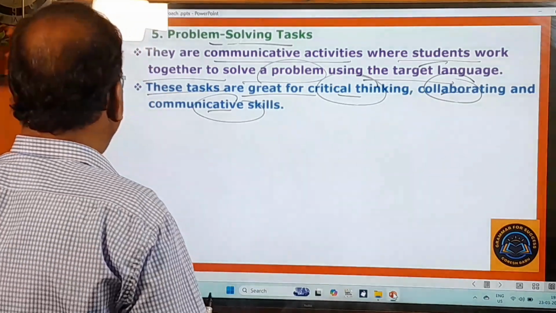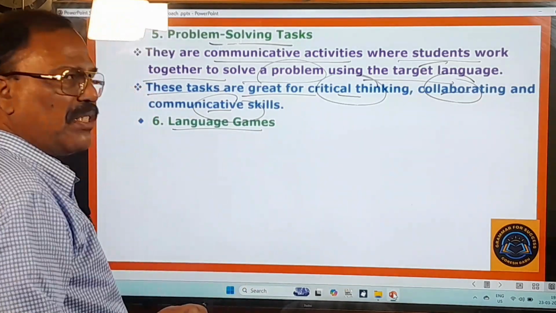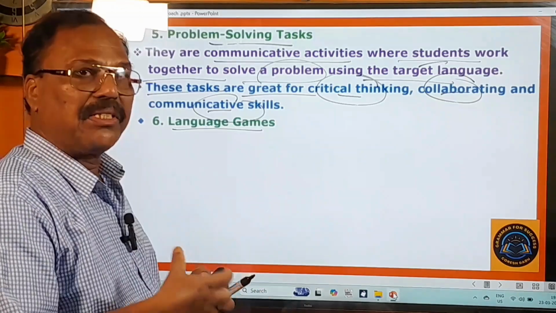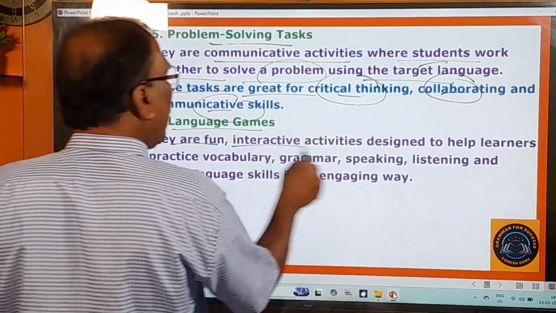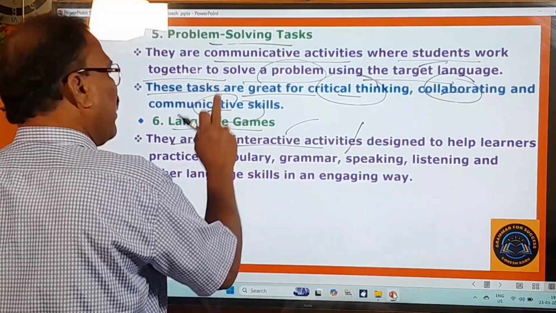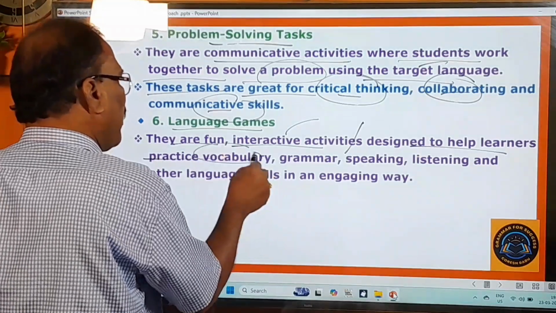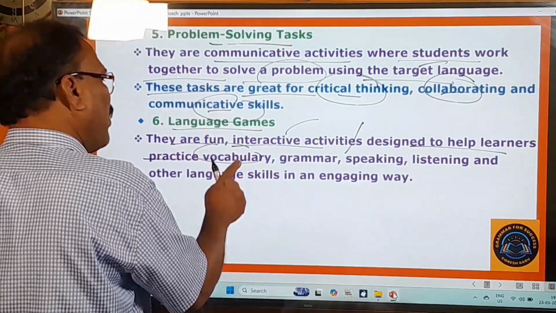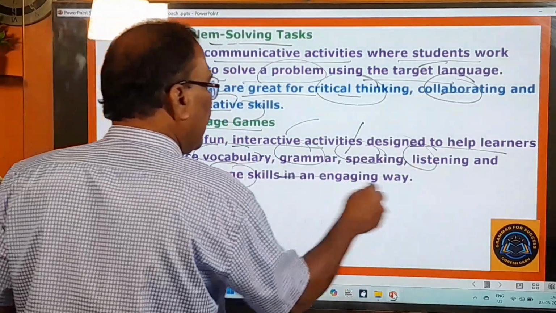Okay, and you go to the last strategy. So language games are there. This is yet another very important strategy that the teachers can take up in this CLT classroom. Okay, and here you pay attention, they are fun interactive activities. These language games are very funny and interactive activities designed to help learners practice vocabulary. These games aim at promoting vocabulary, grammar, speaking, listening and other skills in an engaging way.